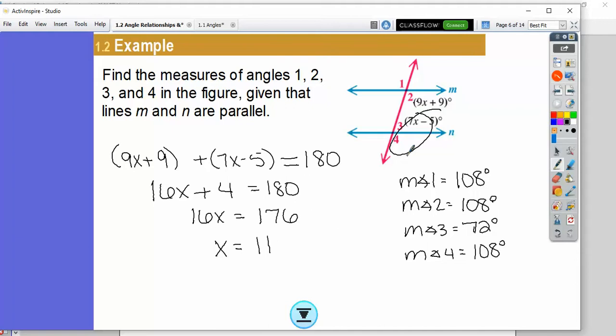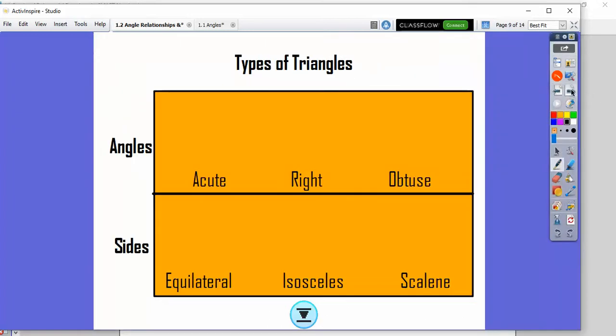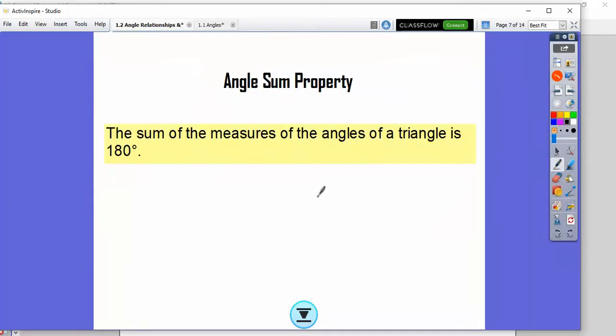Okay, if I am talking about a triangle, what do the angles in a triangle add up to? 180. Okay. So you might need to jot that down if you've forgotten that. The sum of the measures of the angles in a triangle is always going to be 180 degrees.